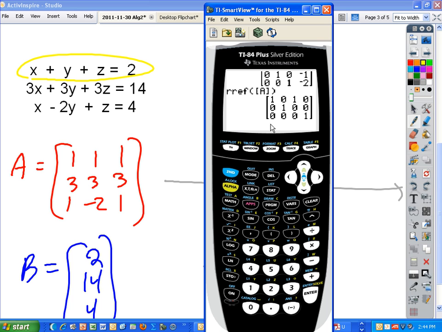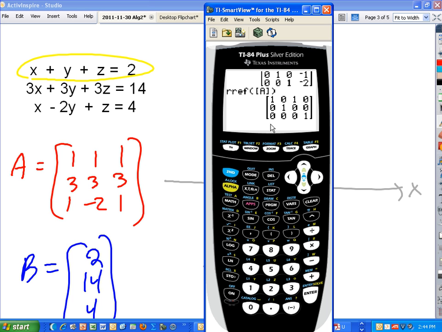Oh, this first 3x3 part is not an identity matrix. So here's how you know. That means it's not a single answer. If we look at the bottom row, it says 0x plus 0y plus 0z. In other words, 0 equals 1. False statement. No solutions. If it had been many solutions, it would have said 0, 0, 0, 0. See? All right. Good deal.